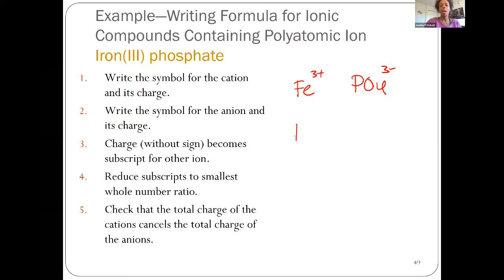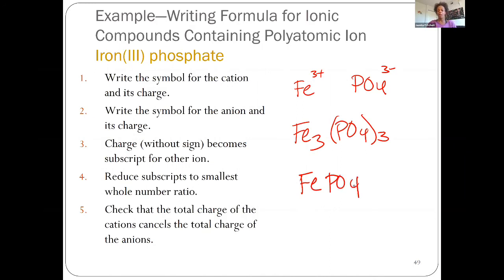So this would become Fe3(PO4)3. And make sure when you add this 3, you don't just do that, because that makes it PO43. We need to actually put it outside of the parentheses as such. And then we reduce down if capable. And so that would become FePO4. And that would be our final formula. And again, you can see that the sum of the total charges still equals out to 0.